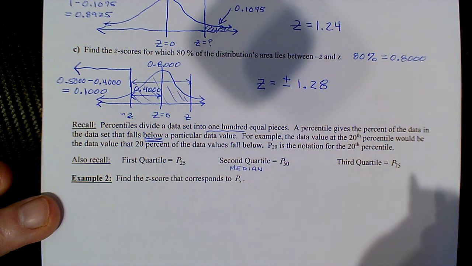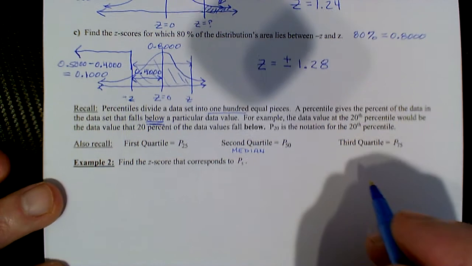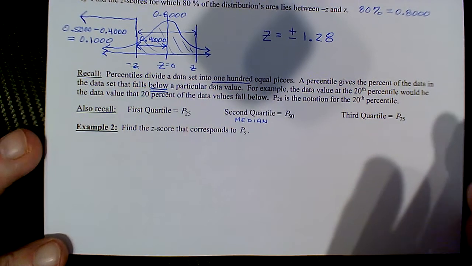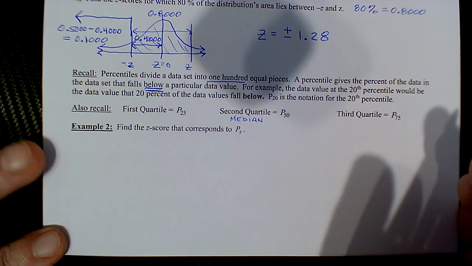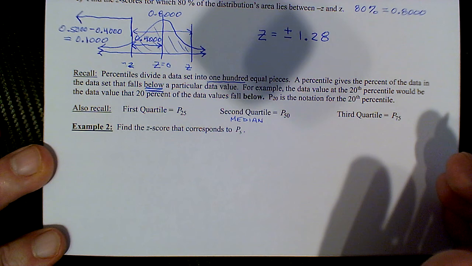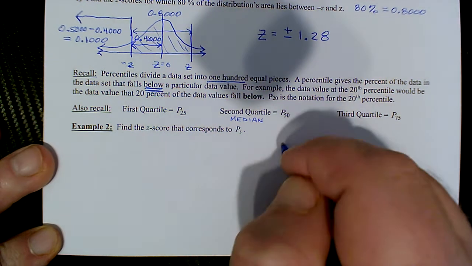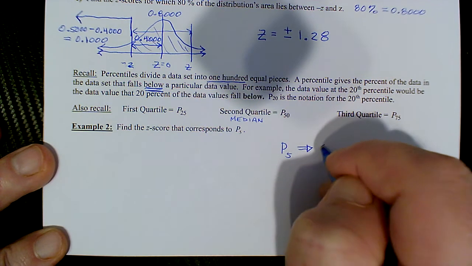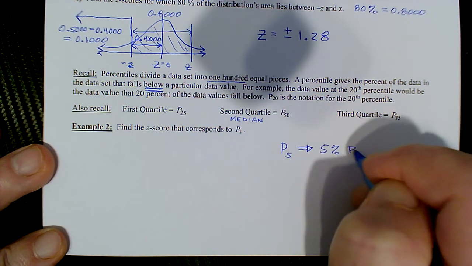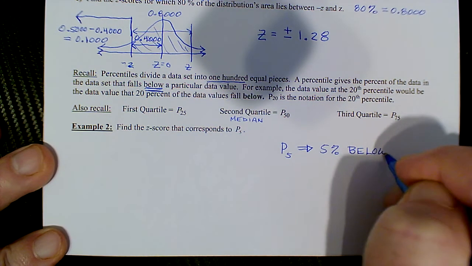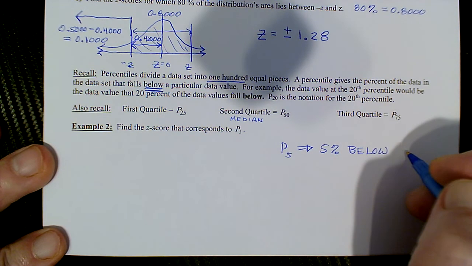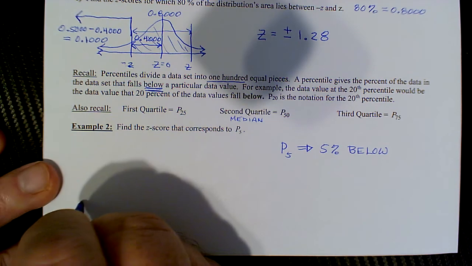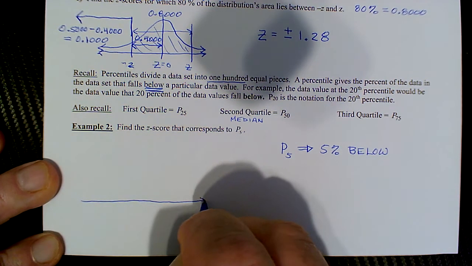And the third quartile is the 75th percentile. So now it asks us to find the z-score that corresponds to P sub 5, 5% of the data below. So that's what P sub 5 means. P sub 5 means there's 5% below this data value, or this z-score. So you always want to make a sketch. The sketches are very helpful.